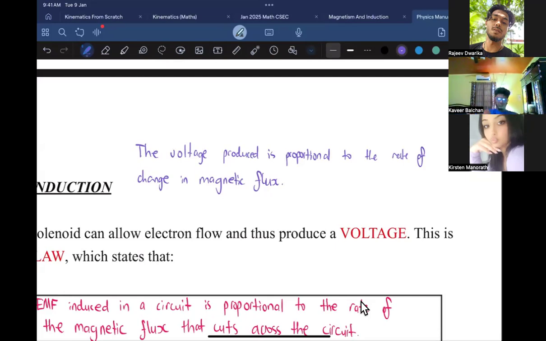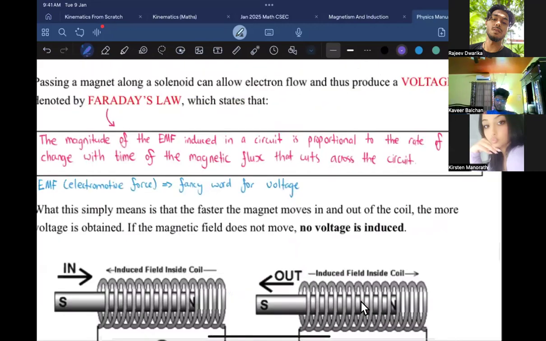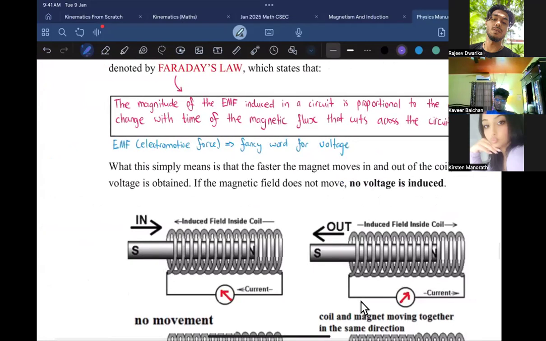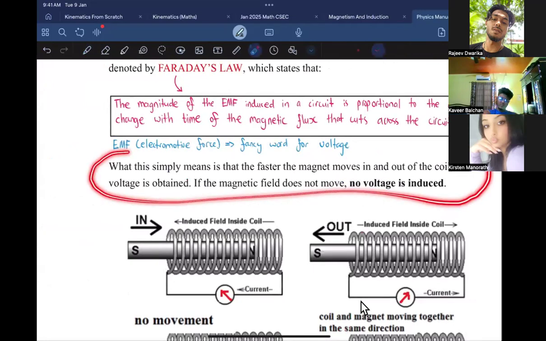Just copy that down right under Faraday's law. The voltage produced is proportional to the rate of change in magnetic flux. That's as simple as it gets. Doesn't get much simpler than that. Did you all copy down this piece over here? Yeah, all right, nice.